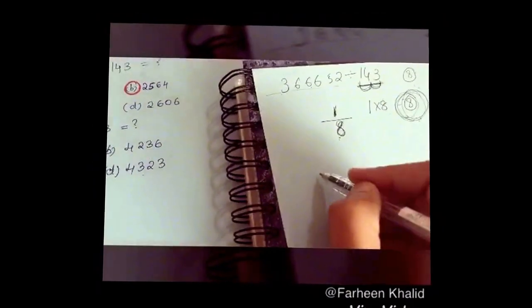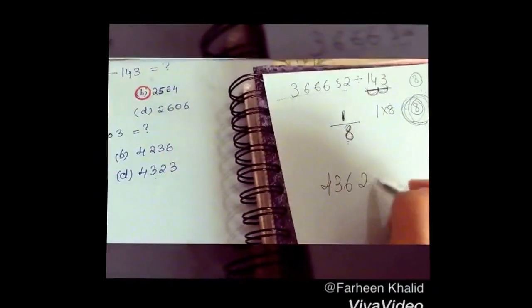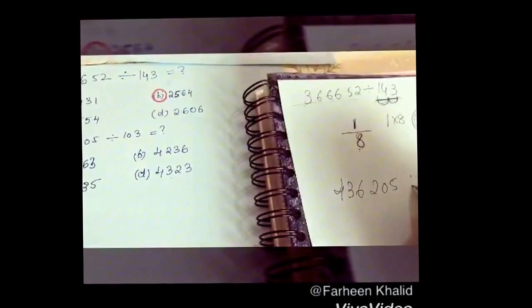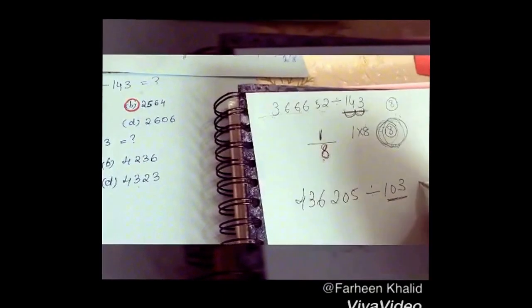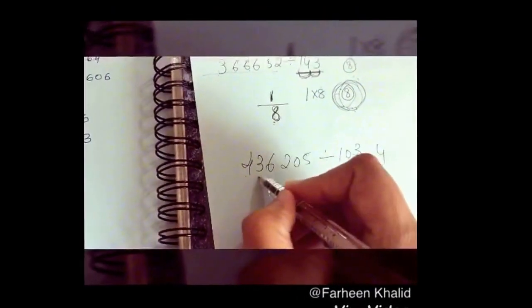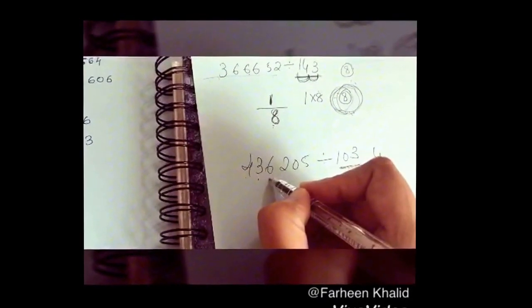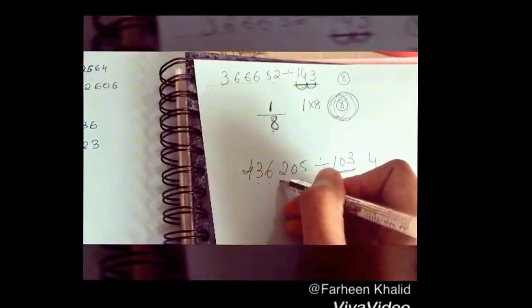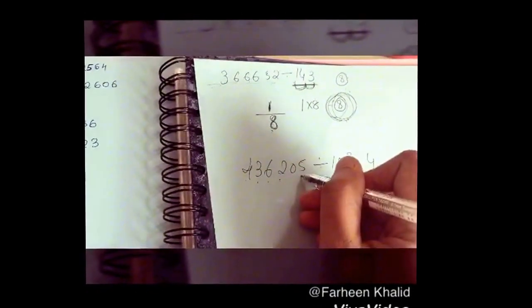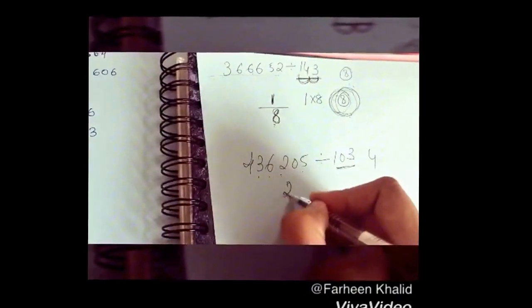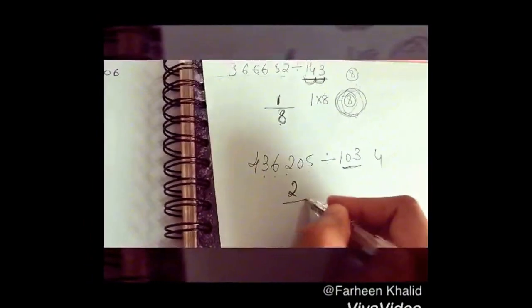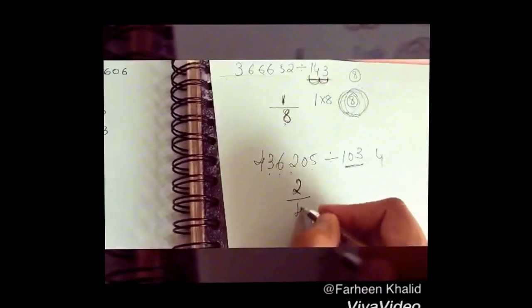436205. So it's 436205 divided by 103. So when you add the denominator, it is 4, and when you add the numerator, it is 4 plus 3 is 7, 7 plus 6 is 13, 13 plus 2 is 15, 15 plus 5 is 20. So 20, which means that it adds up to 2. So 2 divided by the denominator, which is 4.